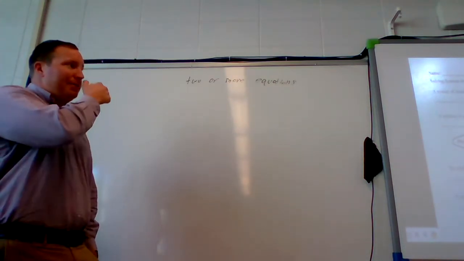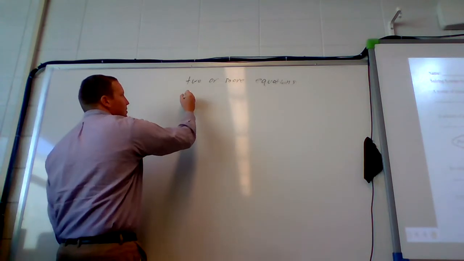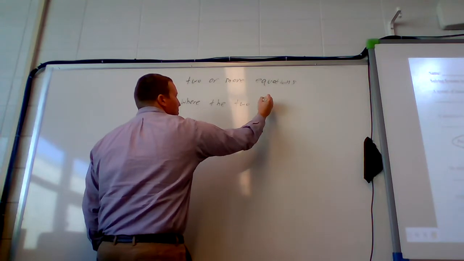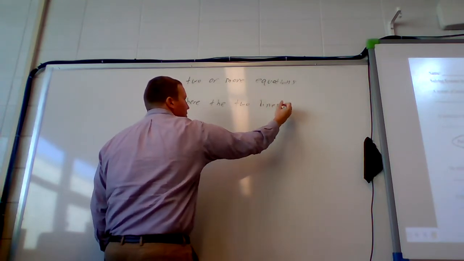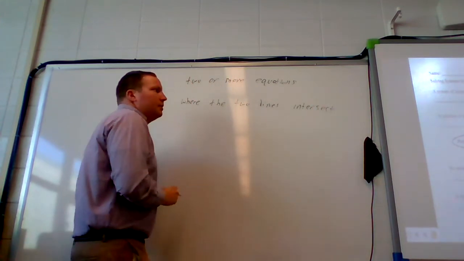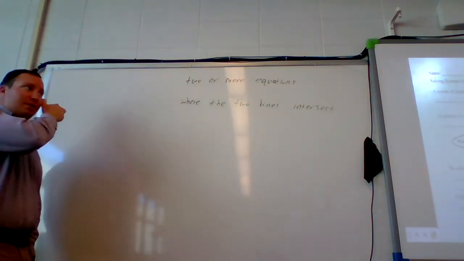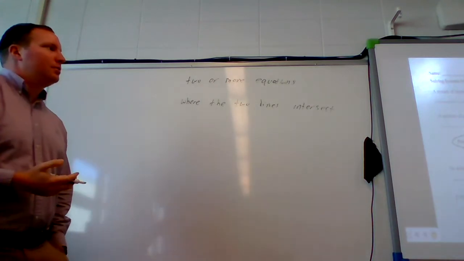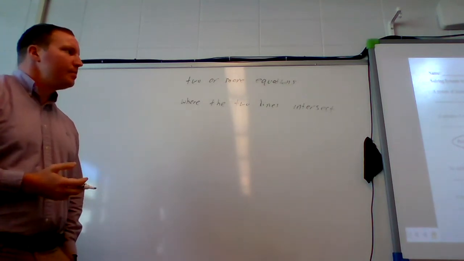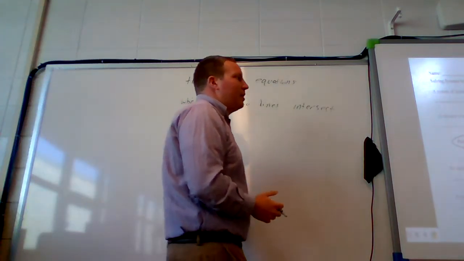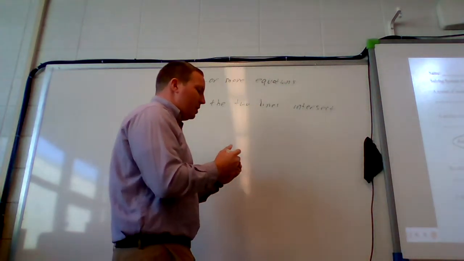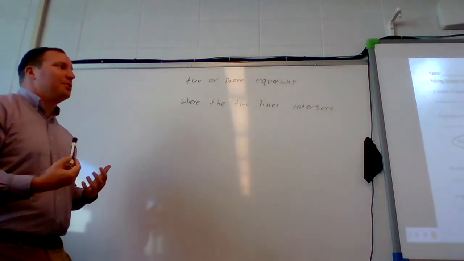A solution of the system of linear equations is where the two lines intersect. Where those two lines cross is the answer, or the solution, to the linear equation system. Where those two lines intersect, we call it the point of intersection, or POI. That's also interchangeable, POI, with point of interest.